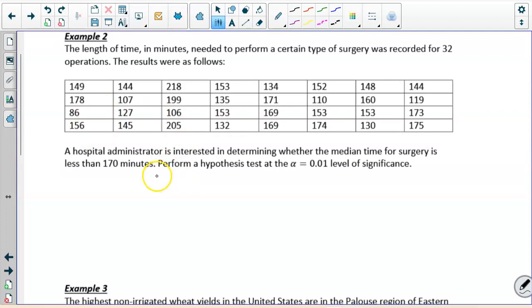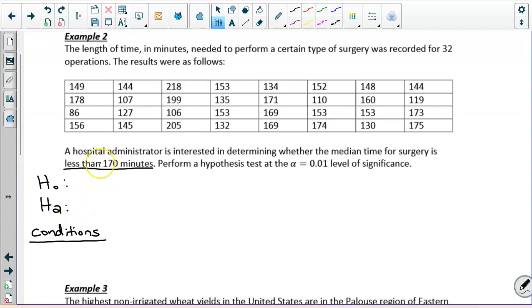We compare it to the claim, right? A hospital administrator is interested in determining whether the median time for surgery is less than 170 minutes. So null, alternate, conditions. Isn't that what we always do? Okay. We're not going to change it with this one.